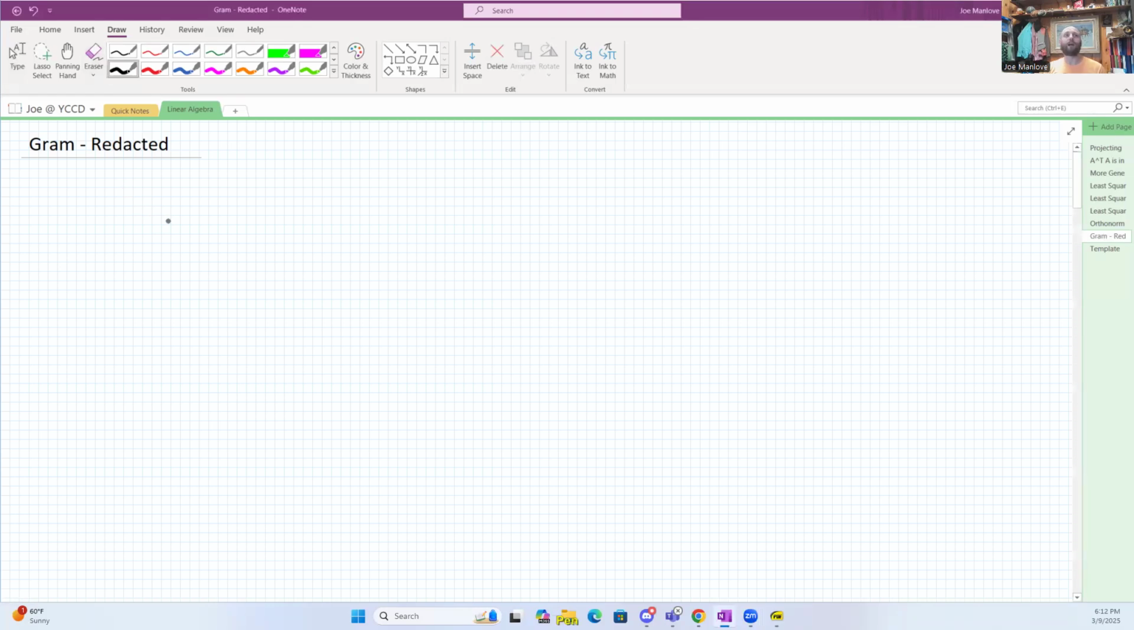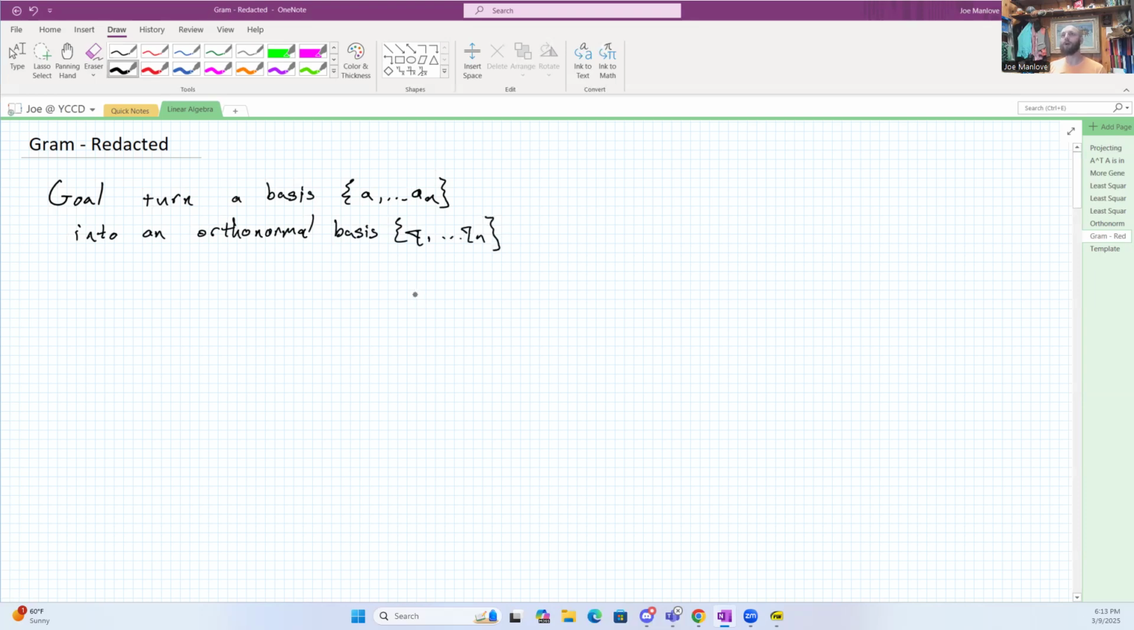Okay, so the idea of the Gram process is that we're going to start with a basis that's not great, A1 through AN, and turn it into an orthonormal basis. That's going to look like Q1 through QN. I'm not going to change the number of things in this basis, but I am going to make them orthonormal.